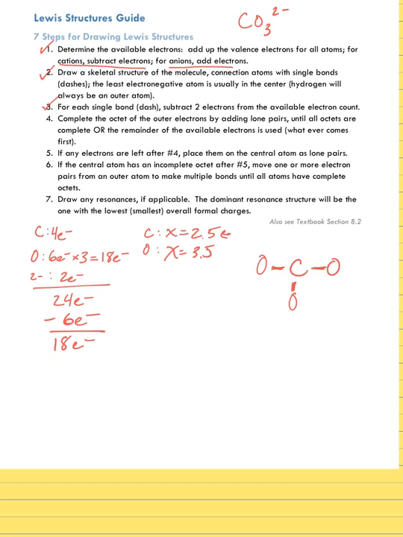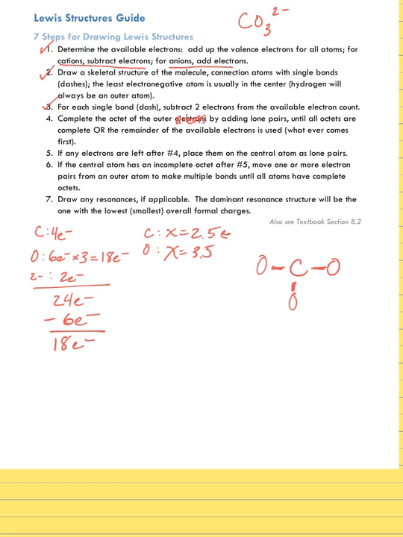Step 4 is to complete the octet of the outer atoms by adding lone pairs. I'm sorry, there's a typo in this. This should say the outer atoms, not outer electrons. Complete the octet of the outer atoms by adding lone pairs until all octets are complete, or we've used up all the electrons, whichever one comes first.